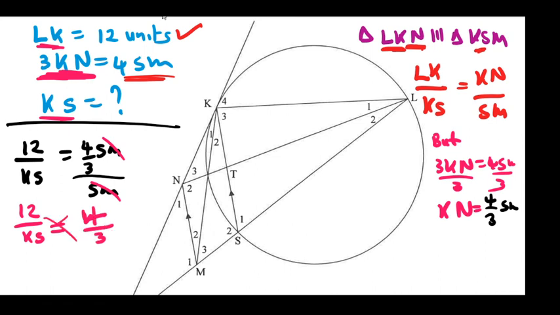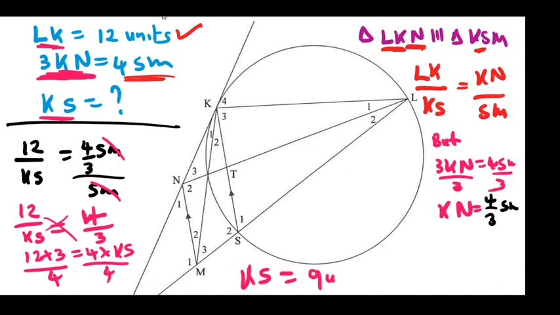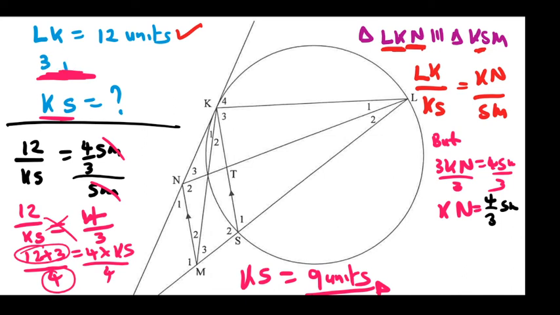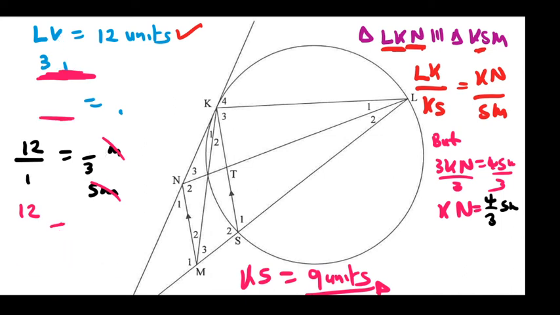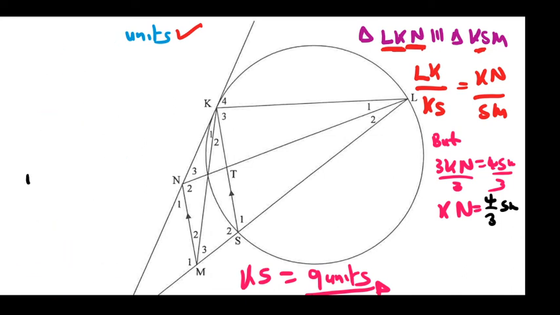So cross multiply, so we have 12 times 3 is equal to 4 times KS, divide by 4 on both sides. KS is actually equal to 9 units, right? Because you're going to find the product here and divide by 4. So we found KS, which is what the question wanted. So I hope everything is making sense now.